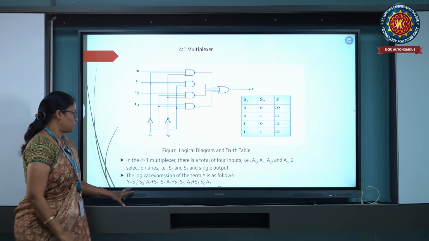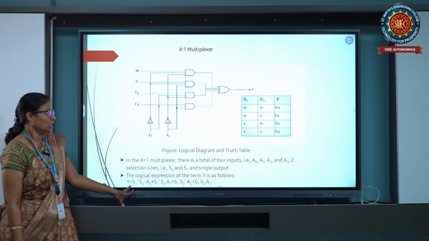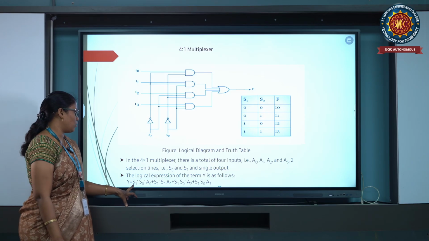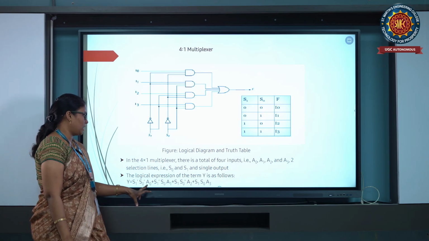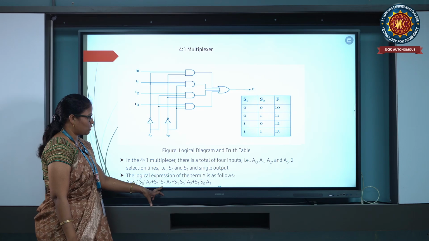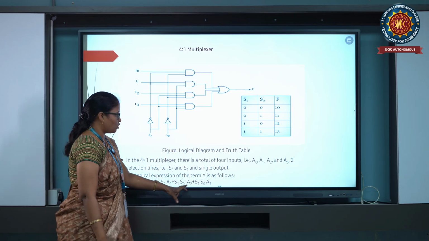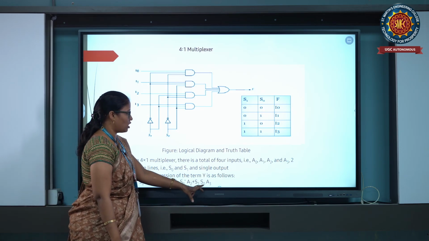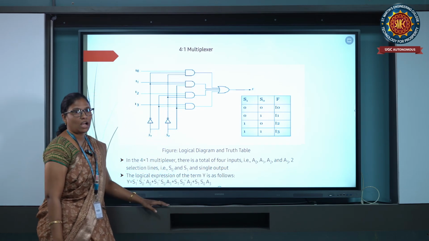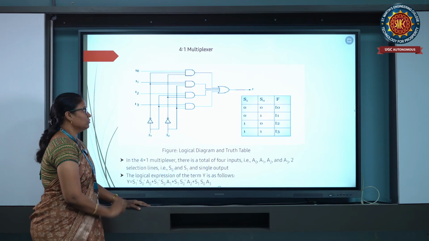If we consider the expression for this multiplexer, Y is equal to S1 bar S0 bar A0 plus S1 bar S0 A1 plus S1 S0 bar A2 plus S1 S0 A3. All these AND gates are given to the OR gate.